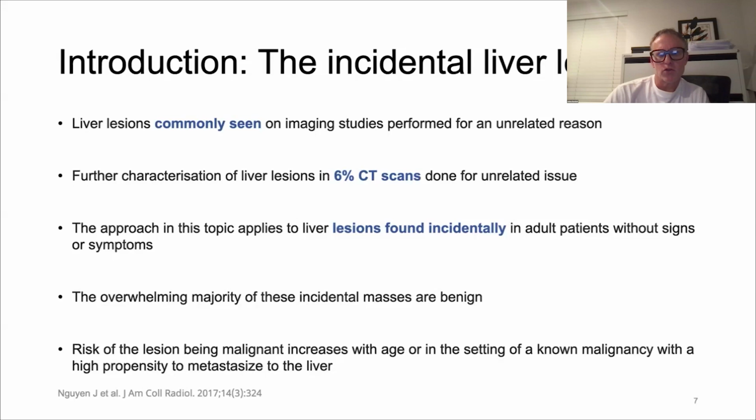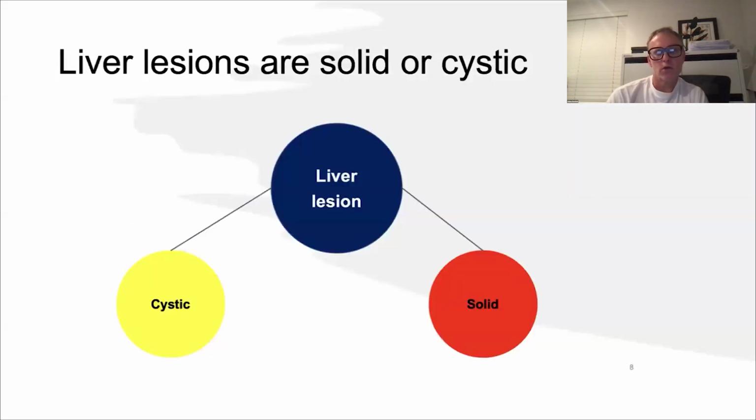The overwhelming majority of these lesions or masses which we find are entirely benign. They are not malignant, they're not tumors, they're not cancers. They are benign, but they cause a lot of anxiety. The risk of the lesion being malignant increases with age, not surprisingly, and in the setting of the patient previously known to have a malignancy, especially those which have a propensity to metastasize to the liver, such as bowel cancer.